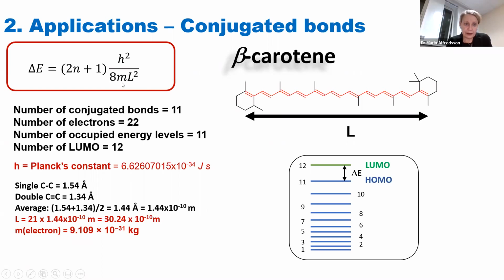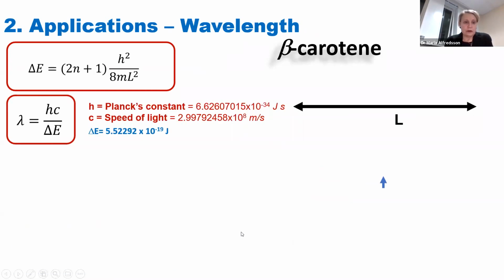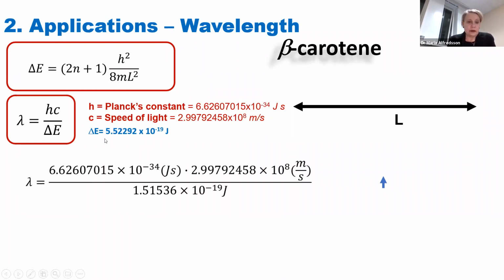And then I have the m, which is the mass of the electron. If I put in these numbers, I get a value that is 1.51 times 10 to the power of minus 19 joules. So I have the numbers and I put them in. That should have been a 1, I do apologize. It's 1.51 times 10 to the power of minus 19 joules.